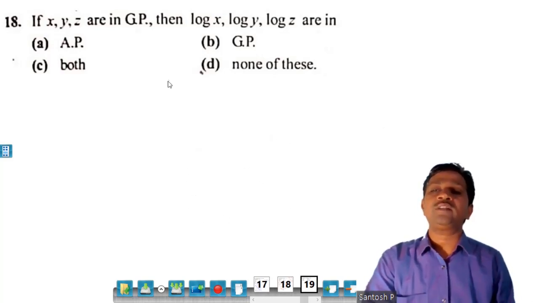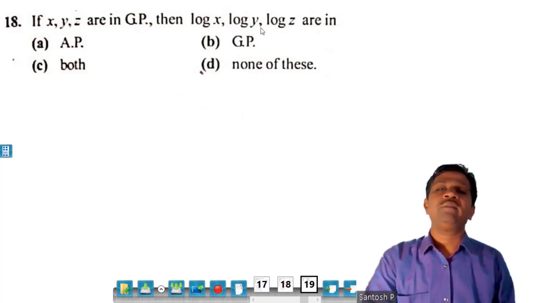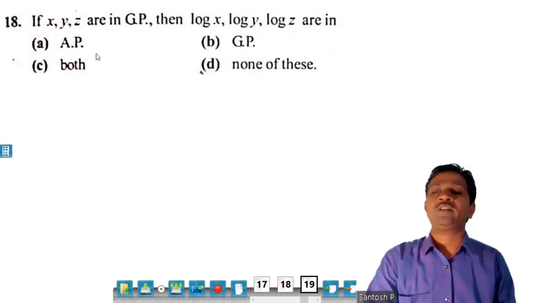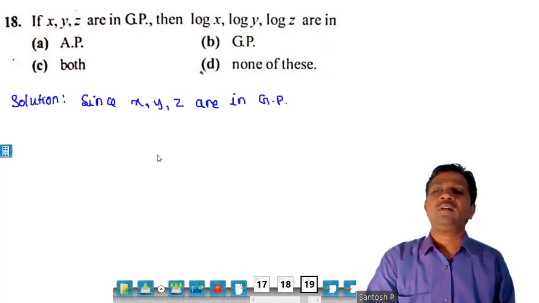So now in this question, very easy. X, Y, Z are in GP, and we have to find in which progression these three, log X, log Y, and log Z, are. The meaning of X, Y, Z being in GP is known to you. Y by X is equal to Z by Y, or I can write X into Z is equal to Y square.